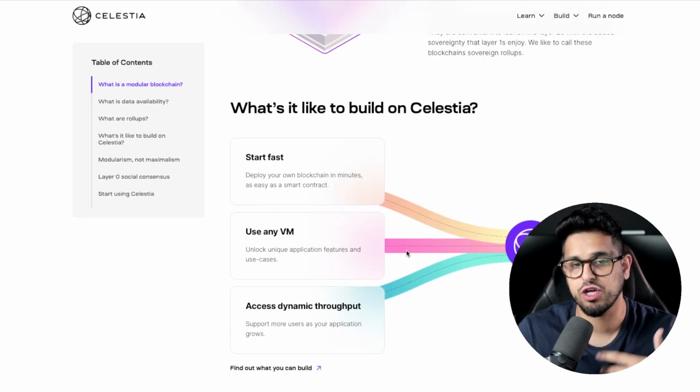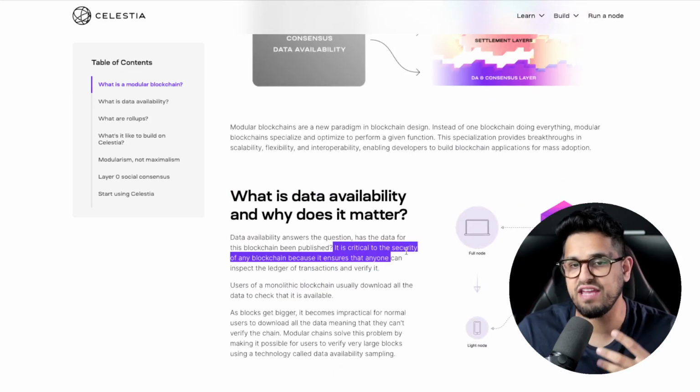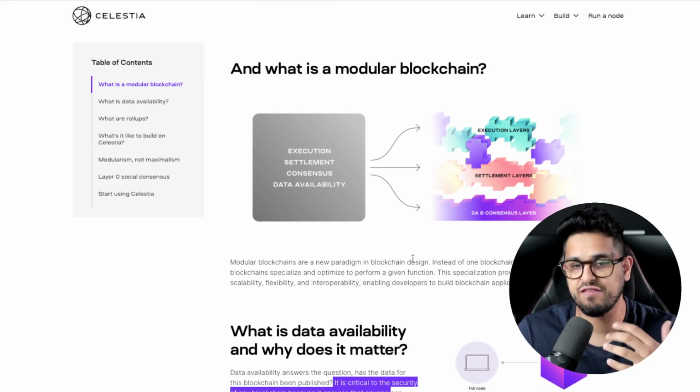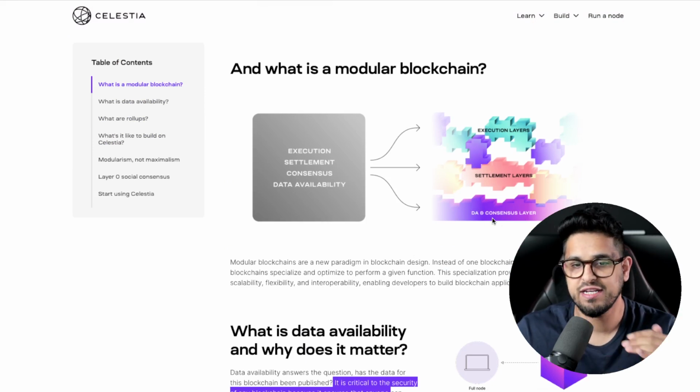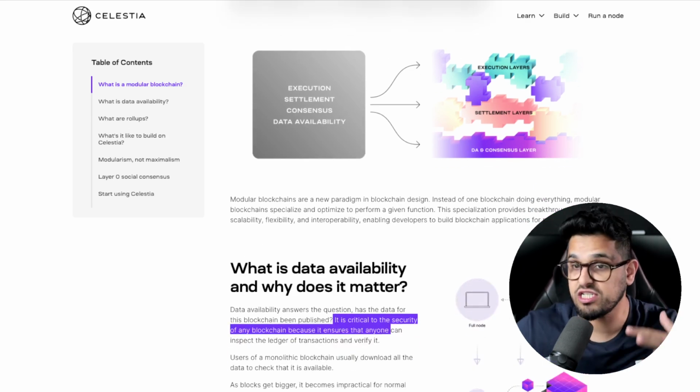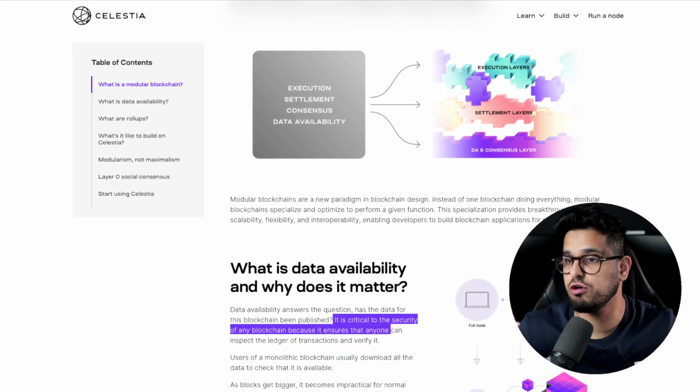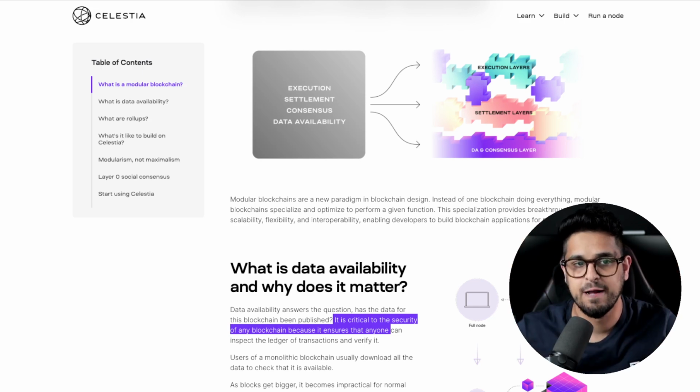So what this is basically saying is, look, you can separate all of this away from the execution layer. So you can have your separate execution layer and you can have separate settlement layers and separate data availability and consensus layers. And by doing so, you can have specialists at each of those levels. So Celestia is saying we'll just be specialists in that one area.